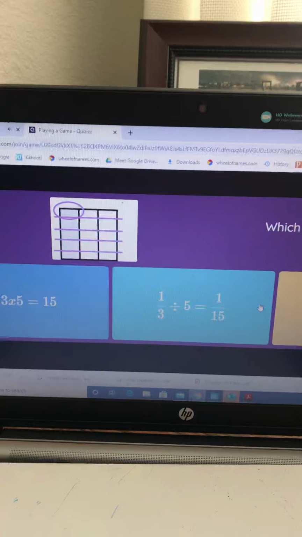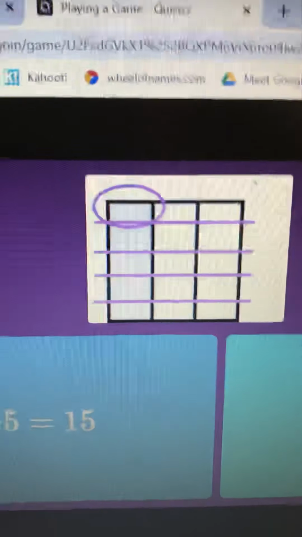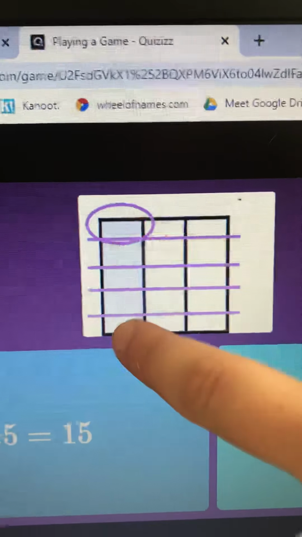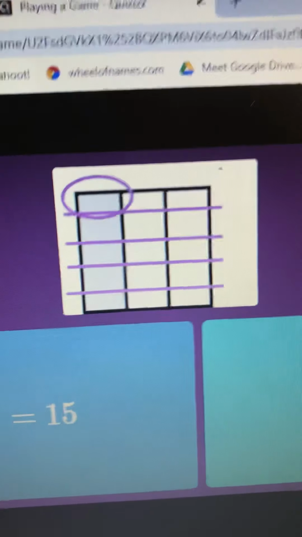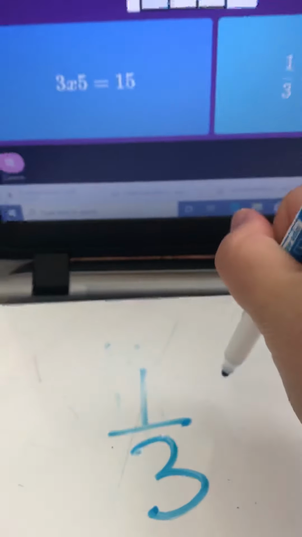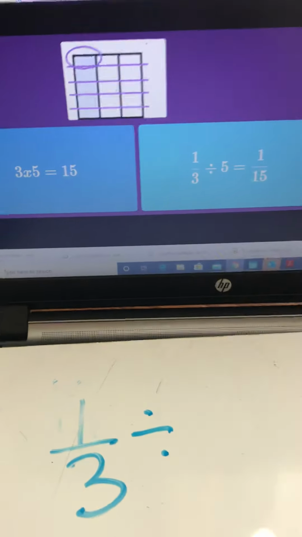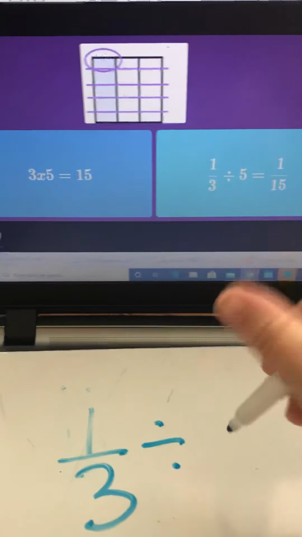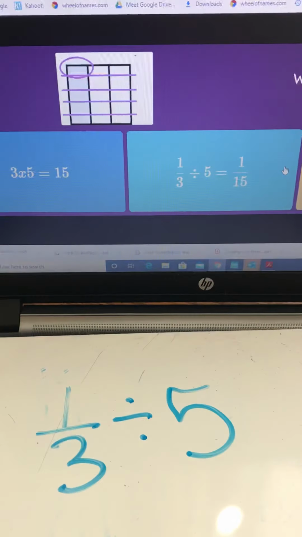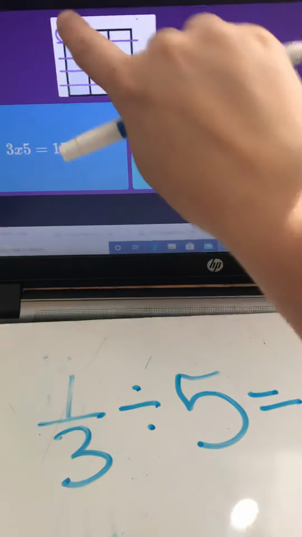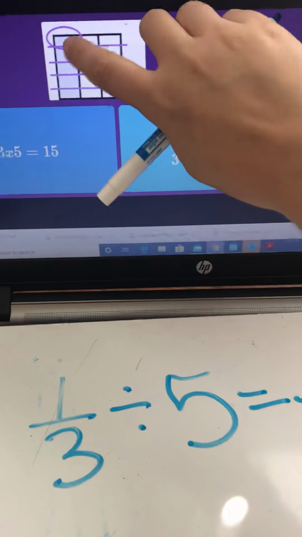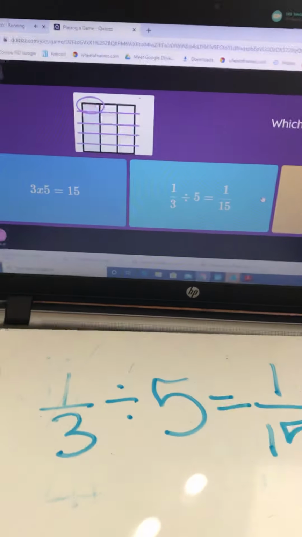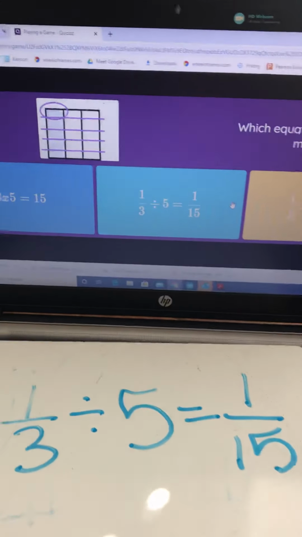Number 5, which equation matches the model? So here we have a model. Remember, we're going to start with the shaded part. So if I look at the shaded part with the black lines, 1/3 is shaded in first. So we're going to start with 1/3 divided by something. That 1/3 is then broken into 1, 2, 3, 4, 5 groups. That equals 1 piece out of a total 5, 10, 15 boxes. So 1/3 divided by 5 equals 1/15.